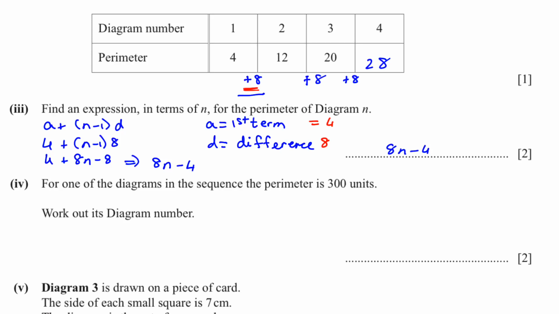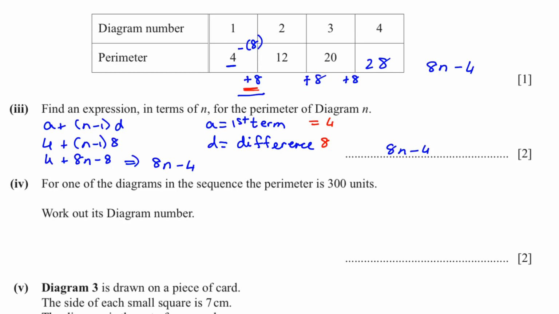There's a quicker way to get your nth term. What is your difference here? 8. So write it as 8n. And then from your first term, which is 4, we subtract 8. 4 minus 8 will give you negative 4.